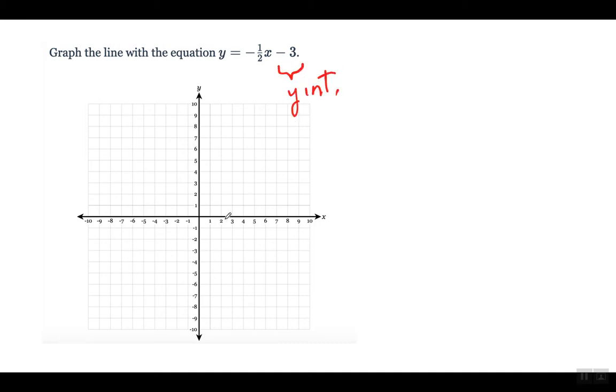Alright, so there's the y-intercept, negative 3. My slope is negative, so it's going to go down from left to right. El slope es negativo, así que la línea va para abajo de izquierda a derecha. The rise is 1 and the run is 2. Okay, so it's going to go down left to right. So down 1 and to the right 2. Para abajo 1 y para la derecha 2. Y si vamos en esta dirección, para arriba 1 y para la izquierda 2. Etc. All right, next example.